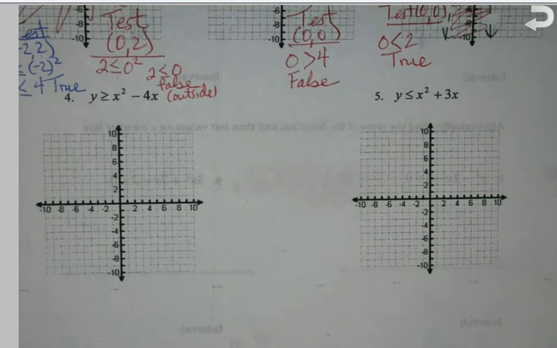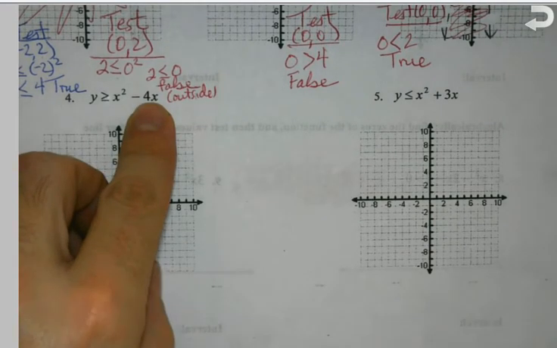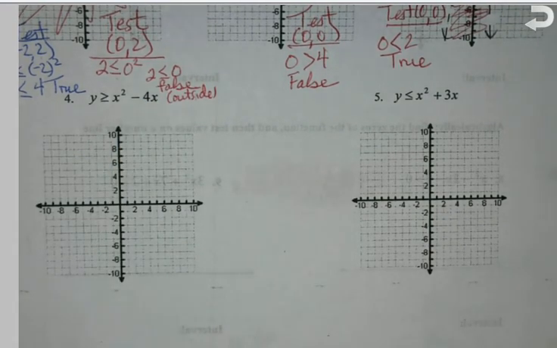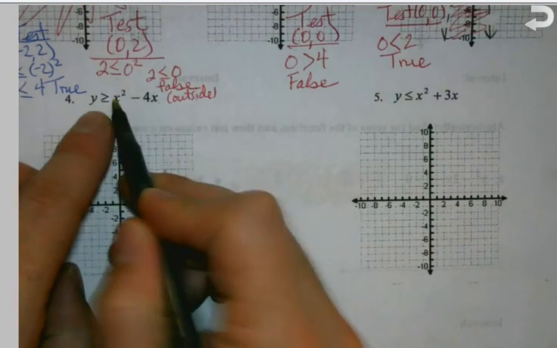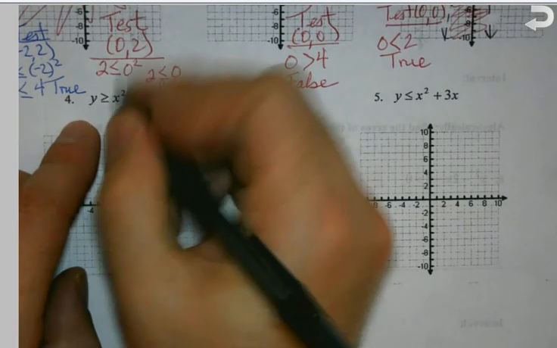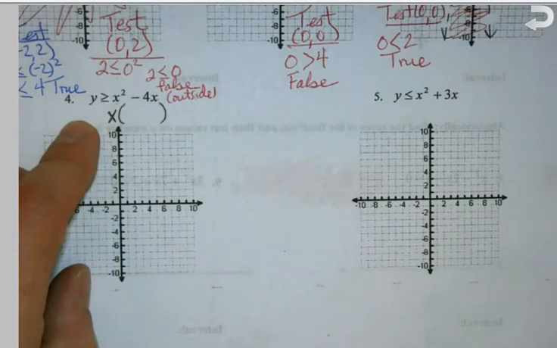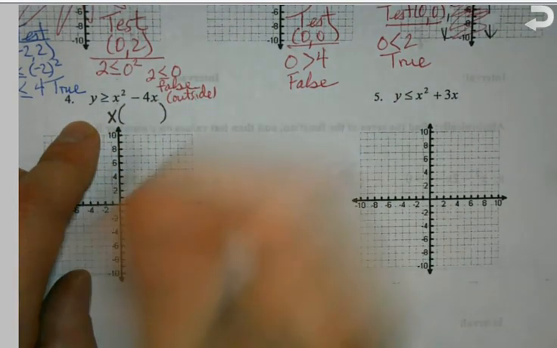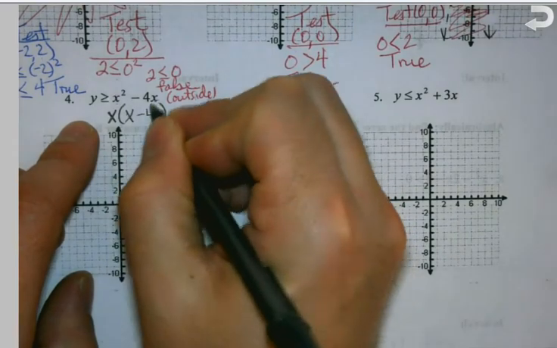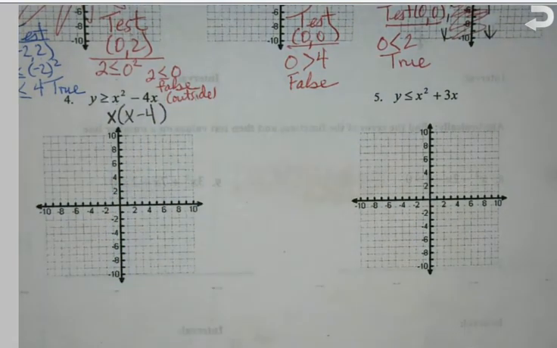So now, here's the twist, though. What's changed with 4 and 5? Now we have an x with the second term. So we're going to deal with intercepts now. What do these two have in common? X. So if I take an x out, what do I have left? X minus 4. So we're going to treat this like we would a factoring problem.